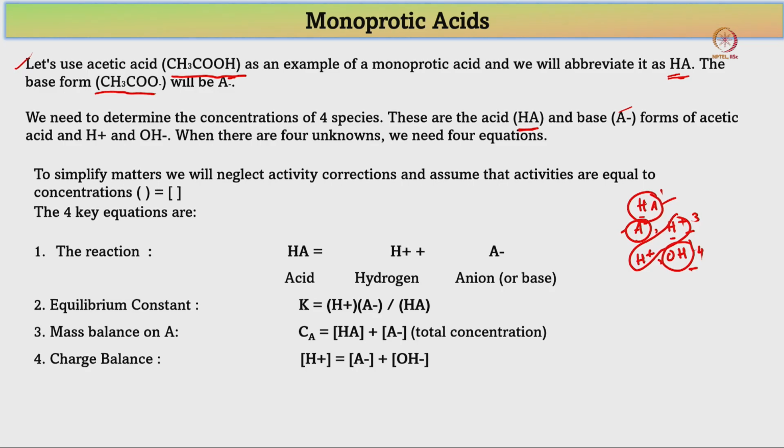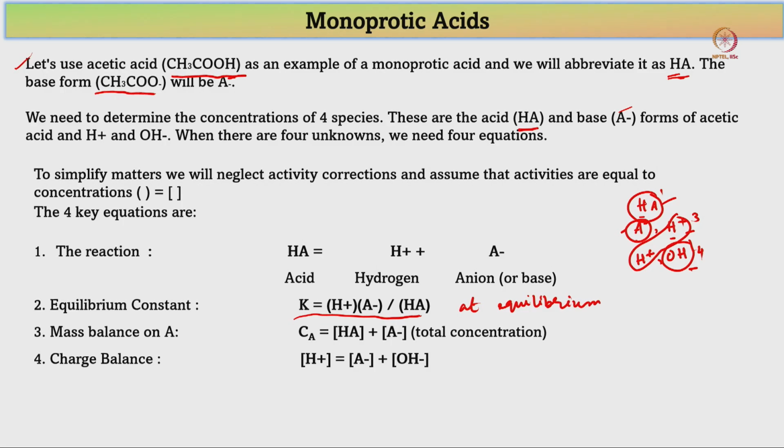So, that is our basic equation. The second equation is related to the equilibrium constant. So, if the reaction is at equilibrium, then how do we write the reaction? So, the equilibrium constant is equal to H plus into A minus divided by HA. So, this is when my reaction is at equilibrium. Okay. So, this is at equilibrium, you can write this reaction.